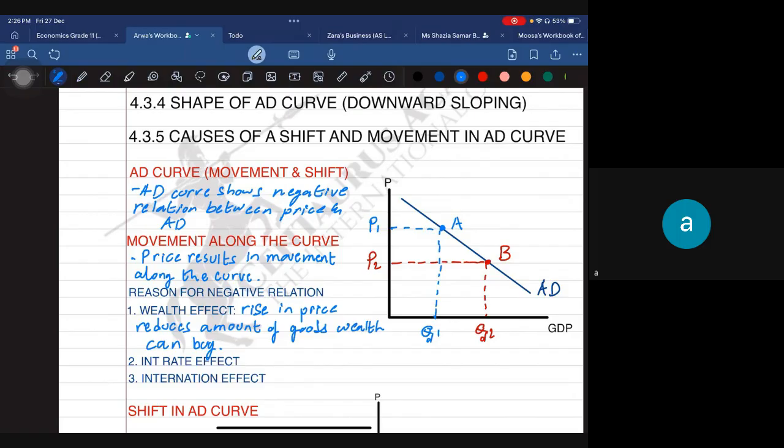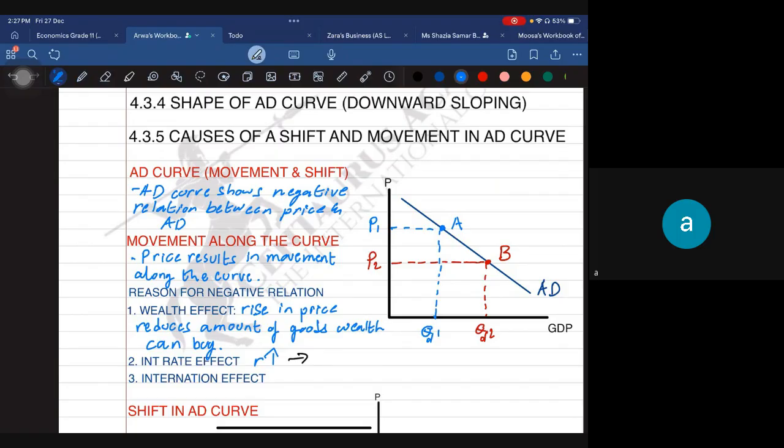Then the interest rate effect. Does it affect the aggregate demand? It can, yes. If the interest rate is rising, it's going to reduce aggregate demand. Why? Let's say consumers want to borrow, to take a loan out of the bank, but the interest rates are really high. So the aggregate demand is going to fall because they might not take those loans.